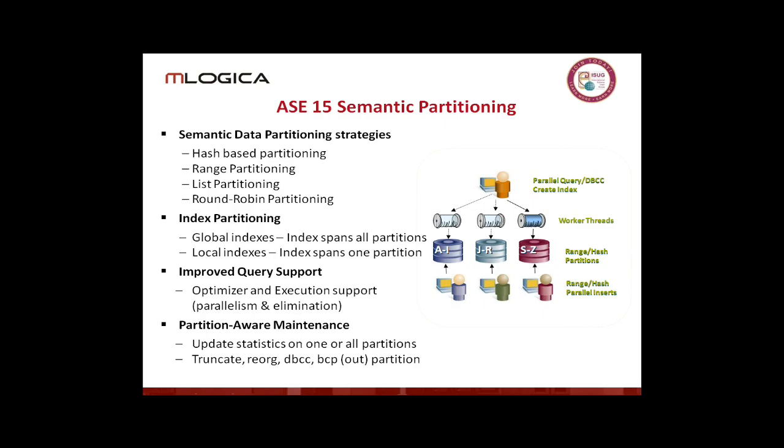Why would we want to use one over the other? Well, the local indexes are going to be quicker, but the global indexes will allow you to do things like enforce uniqueness constraints across your entire data population. Improved query support. The optimizer got a lot smarter to use the semantic partitioning. The optimizer is probably the one thing that changed the most and it gives you the most benefit for your SQL, your ASC updates to 15.